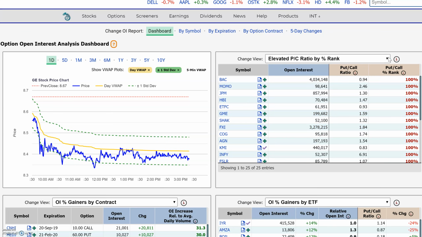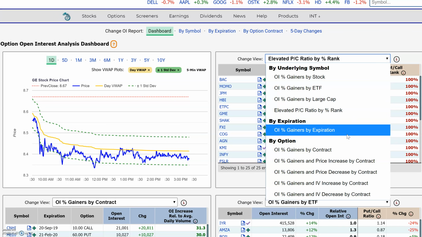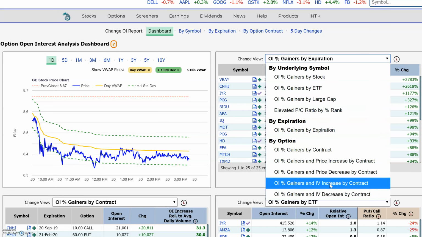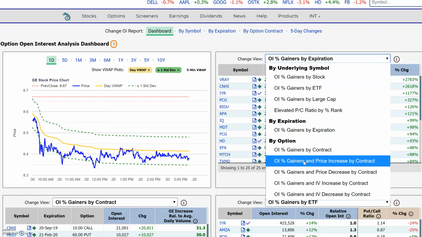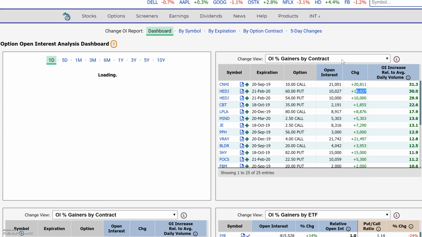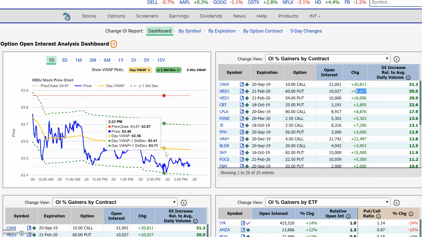You could also go over here and look by expiration to see if there's any particular expiration that had a big increase in open interest and the percentage. And then down here, these are all by option contract, so just big percentage gain by option contract. If you click on here, that brings up a current price graph of the stock.